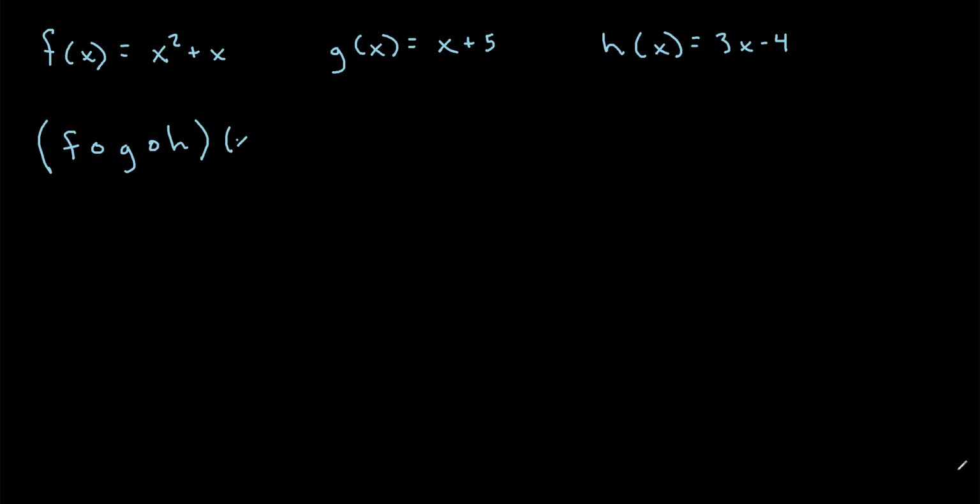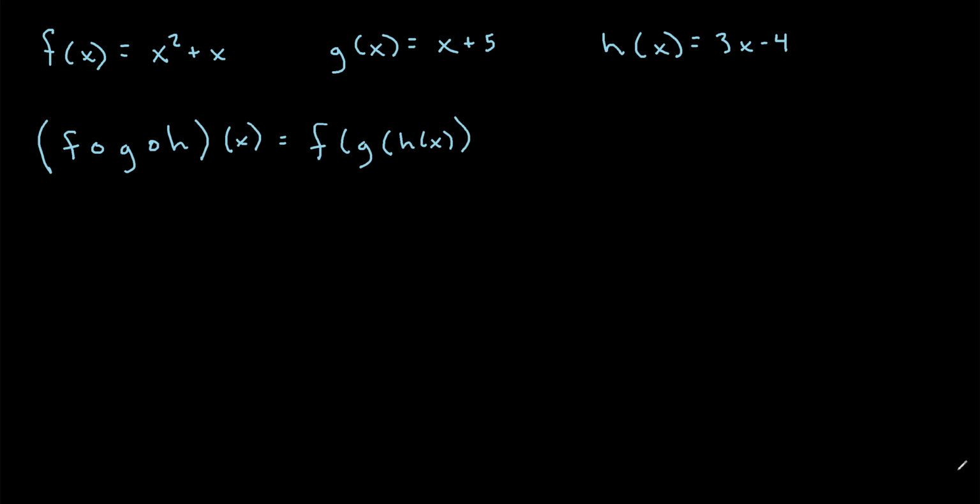of x. So it's important that when we write this, we use open circles because that means f of g of h. If it was closed circles, that would be f times g times h, and that's not what we want to do. So we could rewrite this as f of g of h of x.